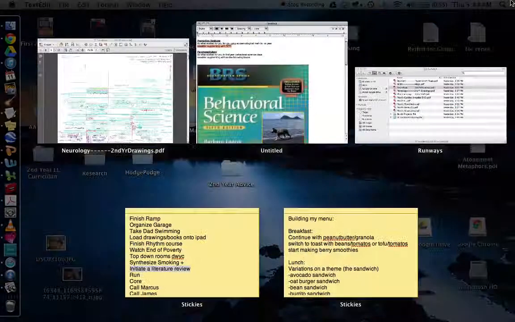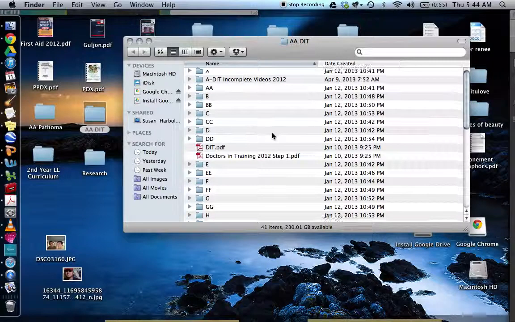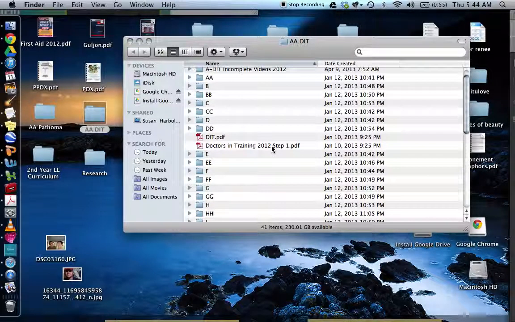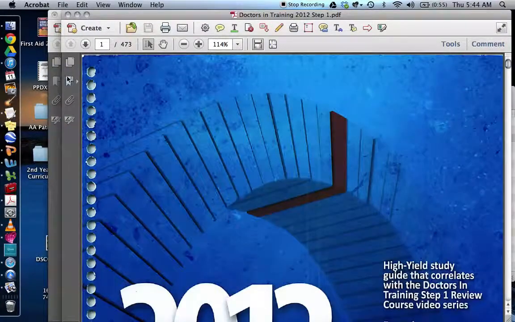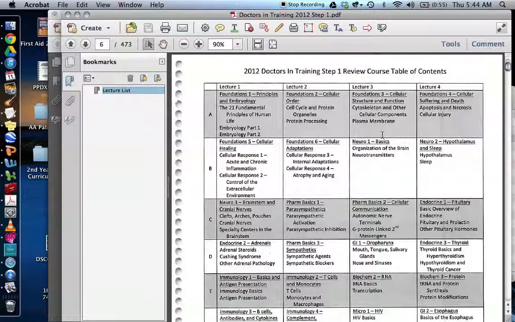So I'll just show you, like, I think I benefited. This is the 2012 DIT. I don't know where I got it, but I have it, and I'm sure you can find it. And I kept this on my desktop, and you can see right here, if I open up the workbook that they give you, here's a lecture list. Print this. I printed it at spring break, and I wished I would have printed it at the beginning of the year.